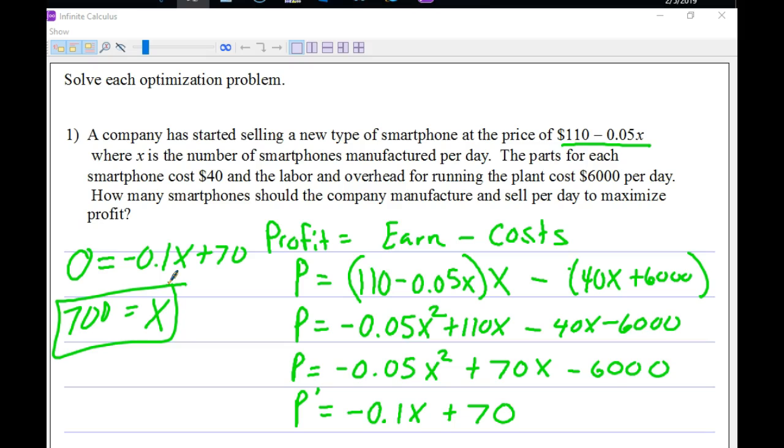Let's see, how many phones? Yeah, so it was asking for how many phones. This is the answer. If it asked us what the profit would be, then we would actually plug this back in and try to get the profit. But for now, we're good. All right, let's go ahead and take a look at another type of problem.